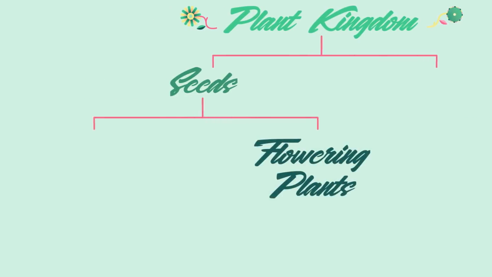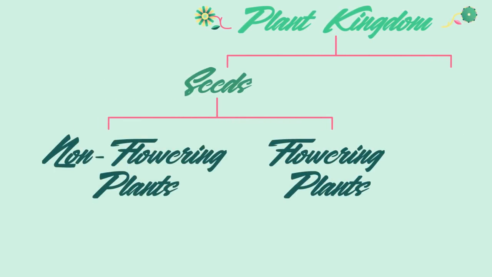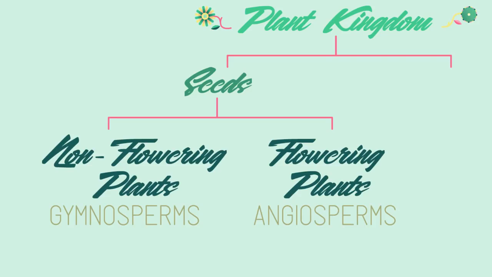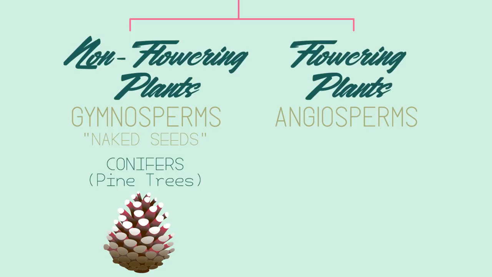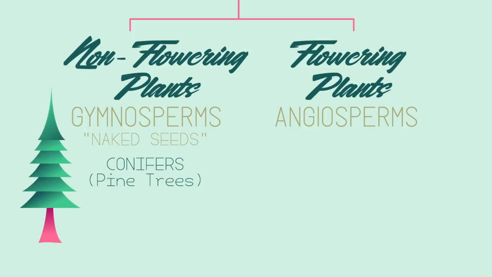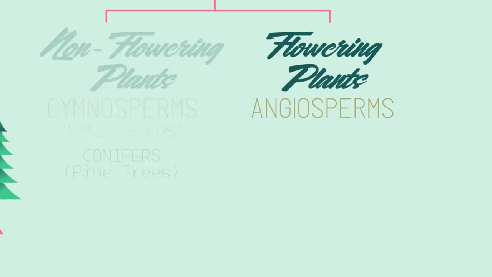Seed plants can be split into flowering plants and non-flowering plants. These have scientific names of gymnosperms and angiosperms. As in their name, non-flowering plants do not produce flowers. They also reproduce by means of exposed seed or ovule. Gymnosperm means naked seed. Like with conifers, the cone on a pine tree is a naked seed, and they do not produce flowers. Gymnosperms are usually tall, evergreen trees, often with needle-shaped leaves. They are usually found in dry places.